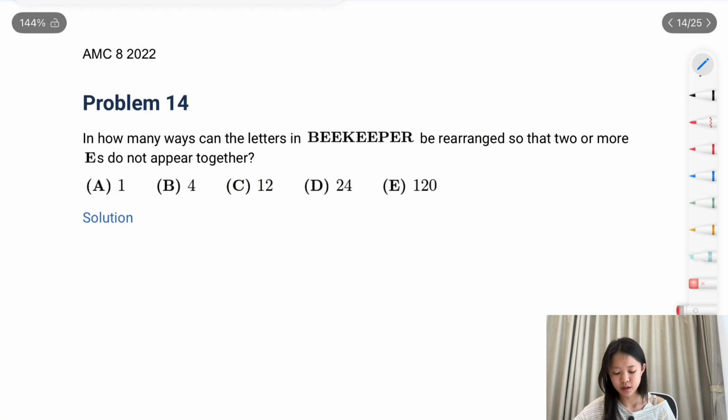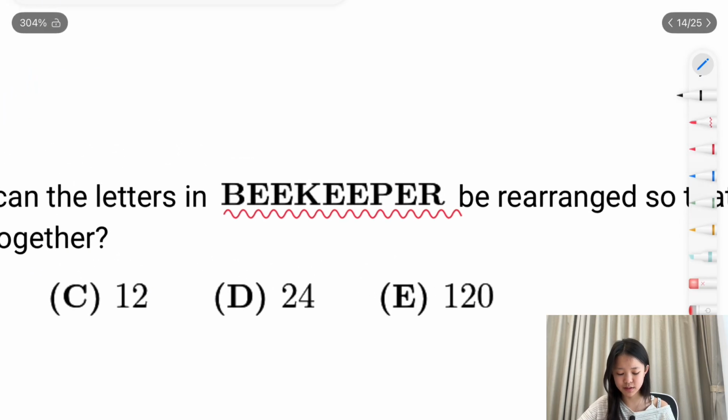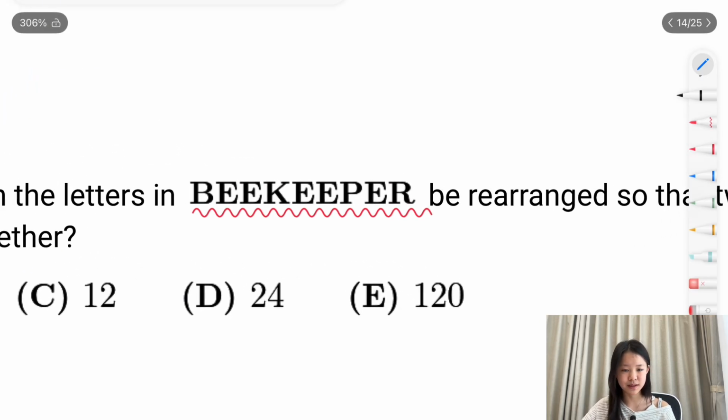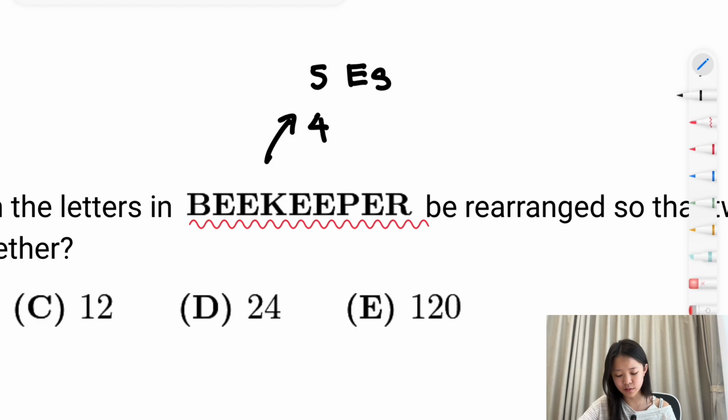Problem 14. In how many ways can the letters in beekeeper be rearranged so that 2 or more e's do not appear together? So this problem looks really hard, right? Because it's a really long word and there are a lot of letters. But if you actually count how many e's there are, there are 5 e's and then 4 other letters.